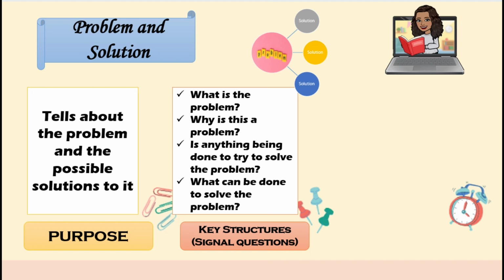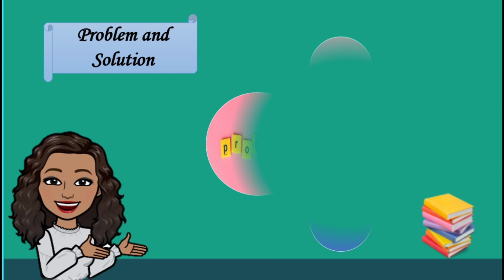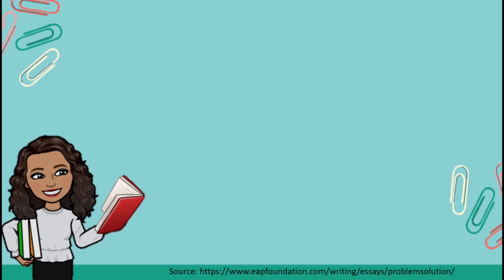These are the features and signal words: the question is, the dilemma is, the puzzle is, to solve this, one answer is, one reason for this problem is. This is an example of a graphic organizer that can be used for problem and solution. Let me read you an excerpt of a text that shows problem and solution.